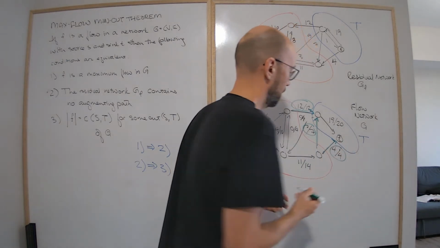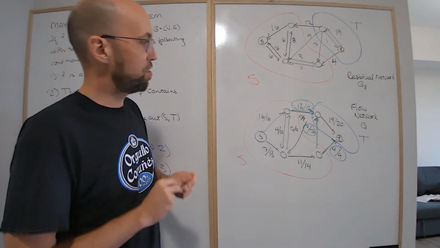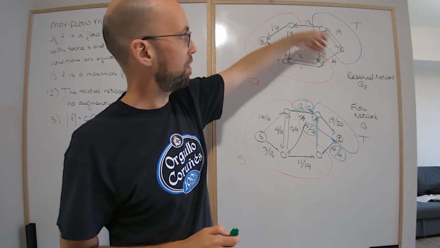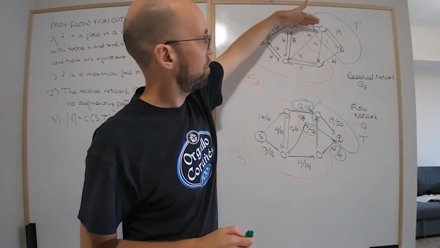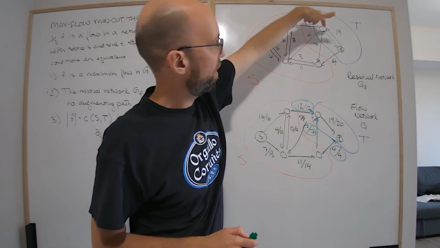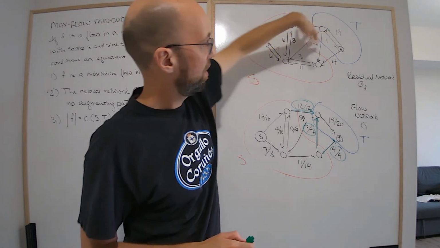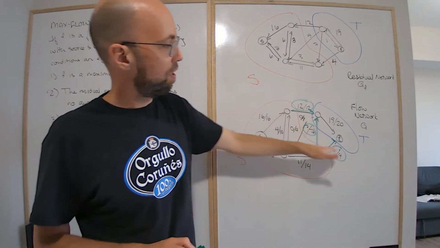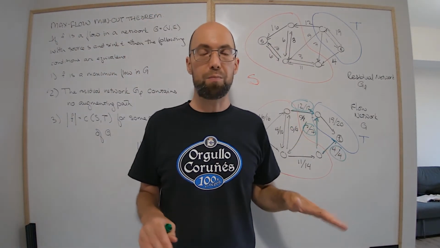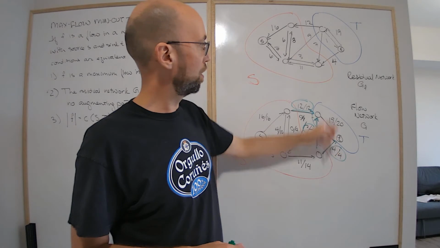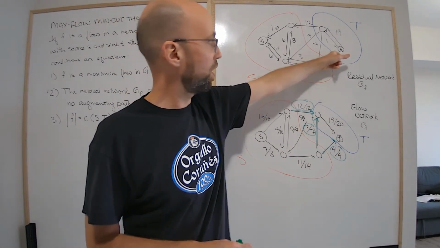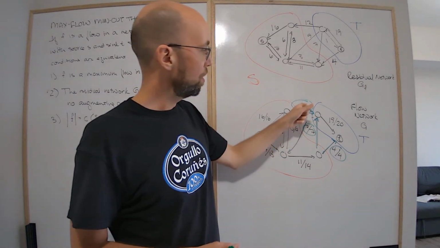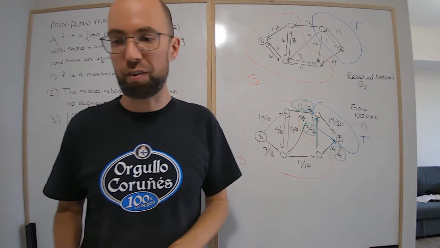So these edges, there is no edge going from S to T in the residual network. So that means that these edges are at full capacity. Because if this were 3 out of 4, then there'd be a 3 going this way and a 1 going the other way, because we could add something to it. So these edges are at full capacity.